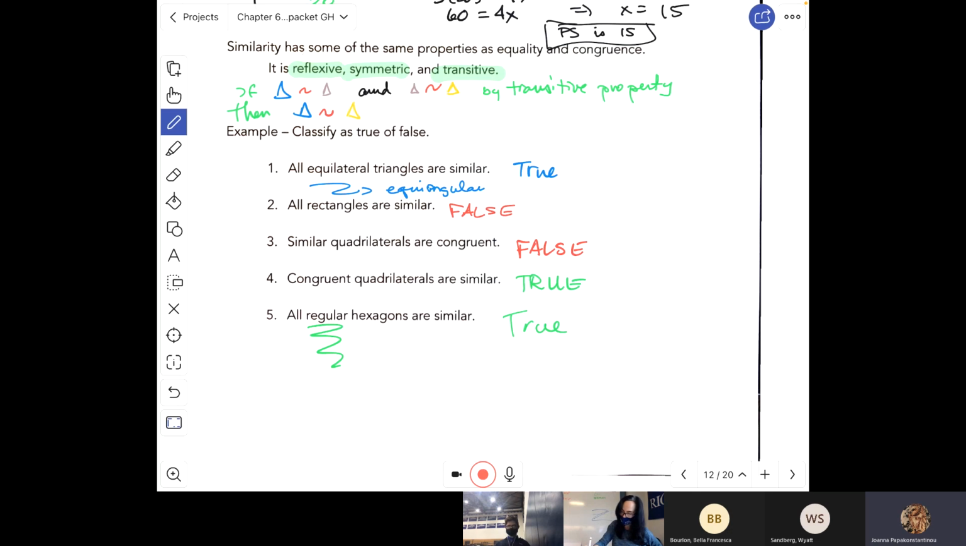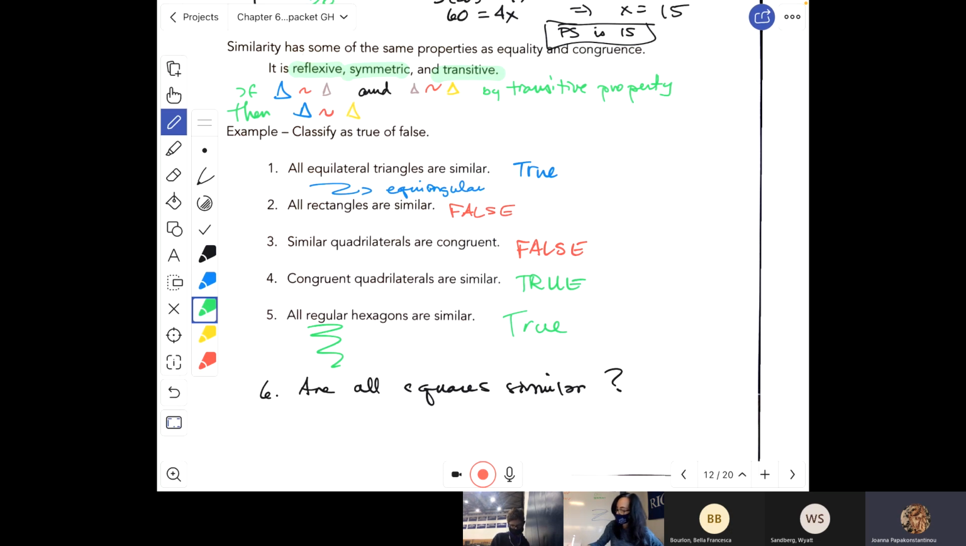Let me ask you this. Are all squares similar? Yes, because remember, squares, all the sides are the same length. So if you change one, you're changing all of them.